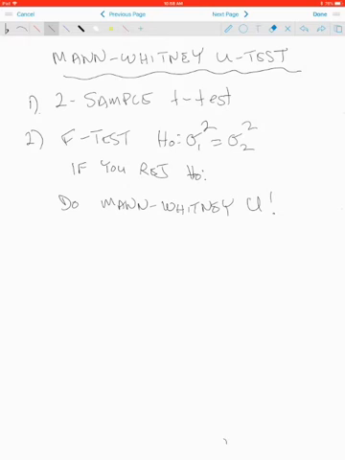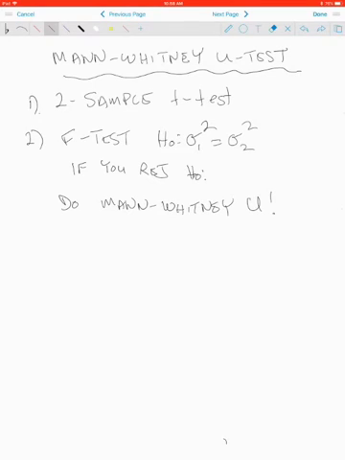What ends up happening in the Mann-Whitney U test is, instead of analyzing the raw data, you analyze the ranks of the data. The data are first ranked from small to large, and then instead of analyzing the actual measurements, you analyze the ranks.